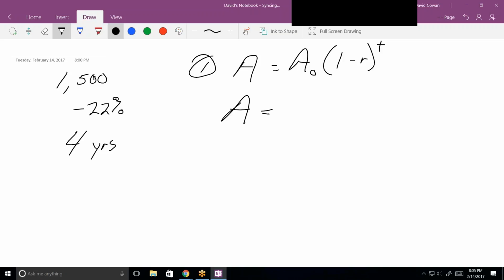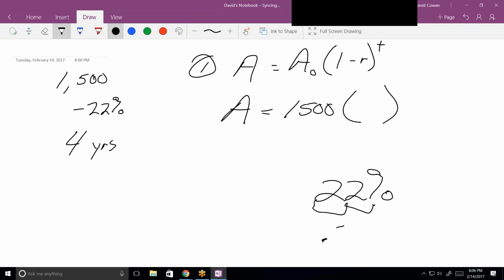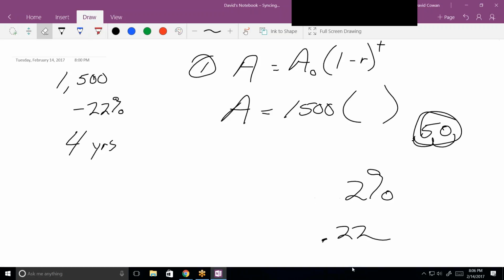So let's now fill in the specifics. What's A sub 0? 1,500. What goes in the parentheses? 1 minus, would it be 0.022? No. 22%, to convert percent to decimal, just always move the decimal 2 spots. So it's 0.22. Just like 0.5 is 50%, because I move the decimal 2 spots. There's nothing mathematically easier than converting between decimals and percents. It's either divide by 100 or multiply by 100.